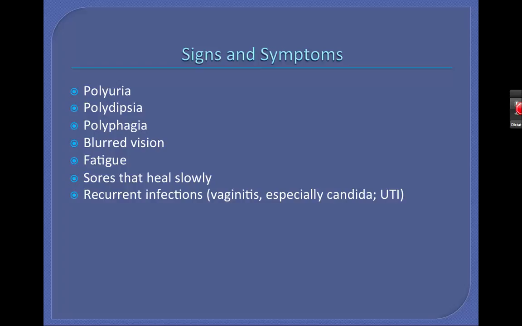Type 2 diabetics may have a subtle presentation. However, they still have the same long-term vascular and neurologic damage, so we have to screen. And polydipsia is excessive thirst, and polyphagia is excessive hunger.